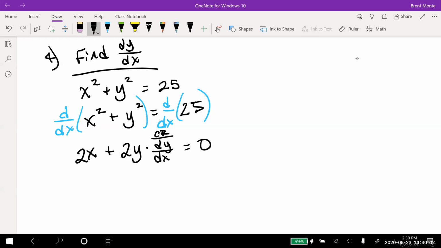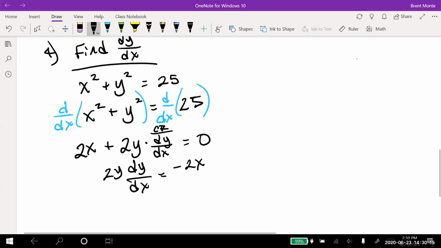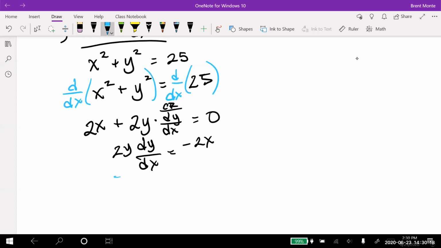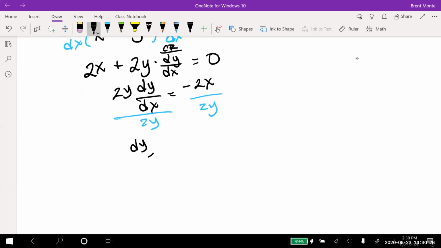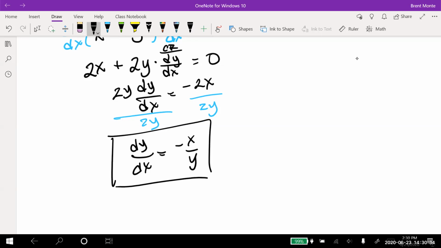What I'm trying to do is get dy dx all by itself because that will be the derivative. So I'm going to subtract 2x. So I get 2y dy dx equals negative 2x. And then I'm going to divide by that 2y. I'll even write that down for you. So I'm going to divide both sides by 2y. And then on the left-hand side, all I have left is dy dx. I can cancel the negatives. I just get negative x over y. And that's my answer. There's my derivative. I still haven't solved it for y, but that's okay.